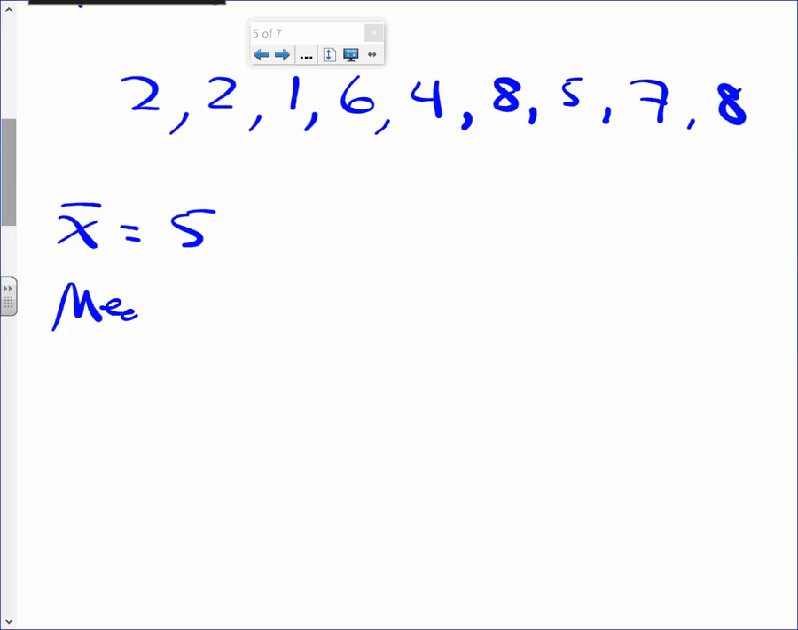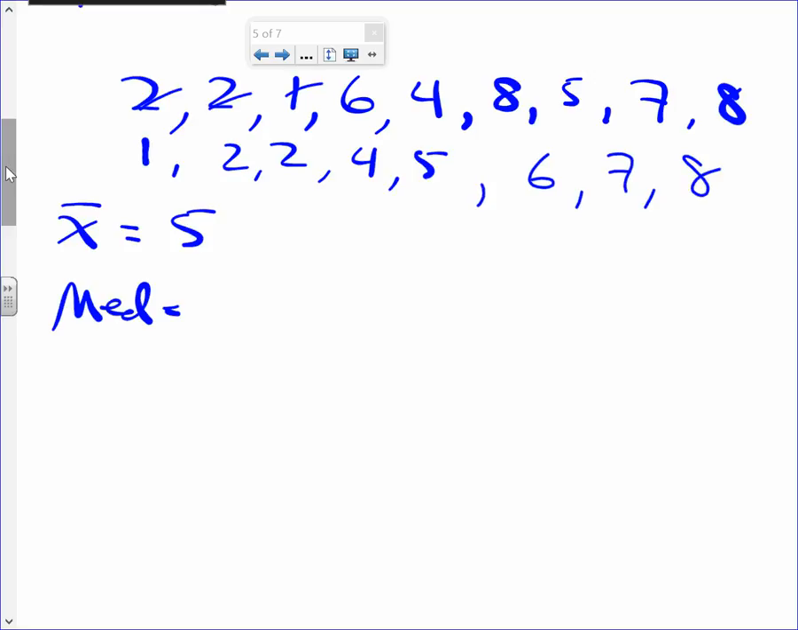Median. What do we got to do first? Thank you. So let's see. I got 1, 2, 2, 4, 5, 7, 8, and 8, huh? 4, 5, 7, 6, huh? 6, 7, and 8. Two, four, six, eight. I'm missing one, two eights. Good looking out. All right.